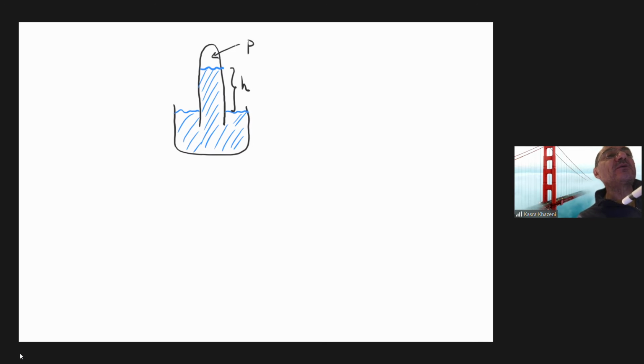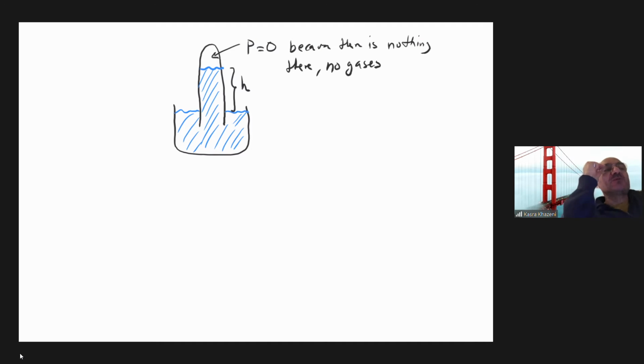Pressure is zero because there is nothing there. No gases. Remember, this thing was full of mercury. It just came down due to gravity, so there's nothing there. So there's no pressure there. But it cannot go all the way down to the level of the rest of the container because there is atmospheric pressure here.